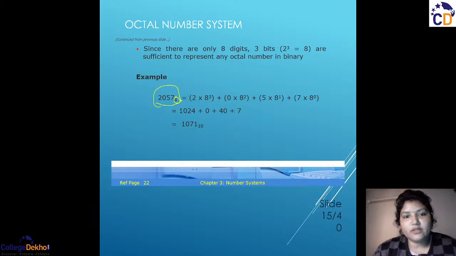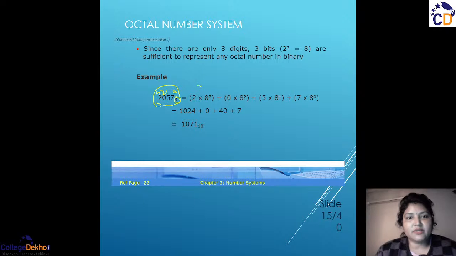Now the same method we are going to apply here also, right? This is treated as 0 position, this is 1, this is 2, and this is 3. What is our base? 8. 8 to the power 0 into 7 plus 8 to the power 1 into 5 plus 8 to the power 2 into 0 plus 8 to the power 3 into 2. So this is how we are going to calculate, right?